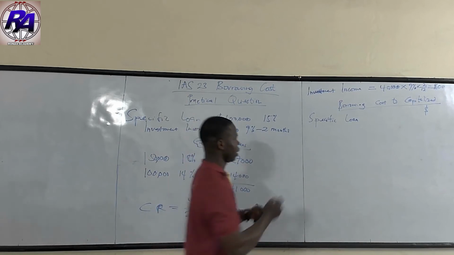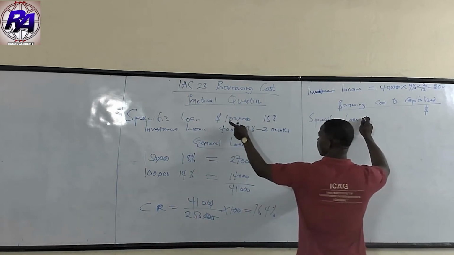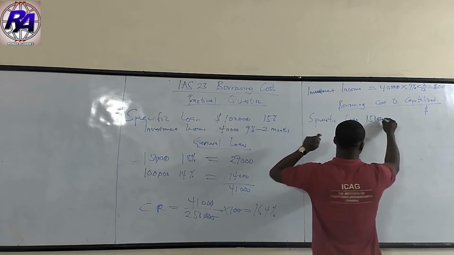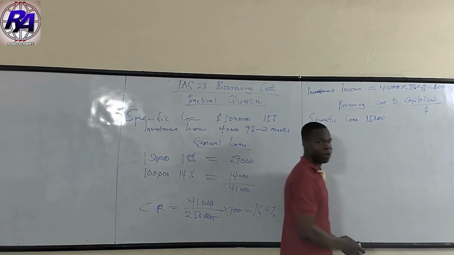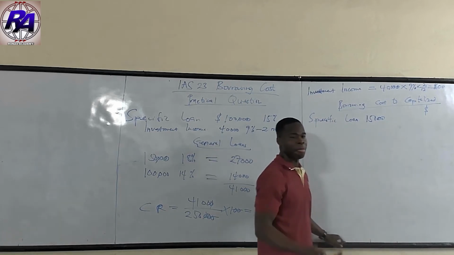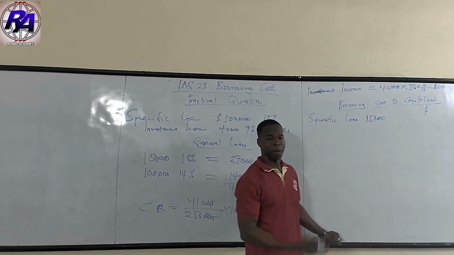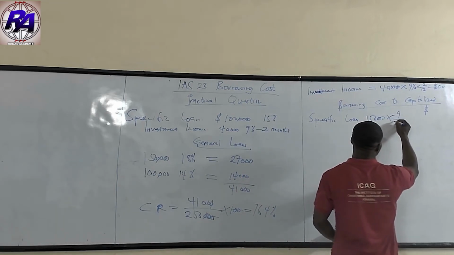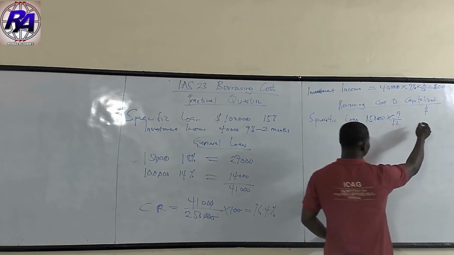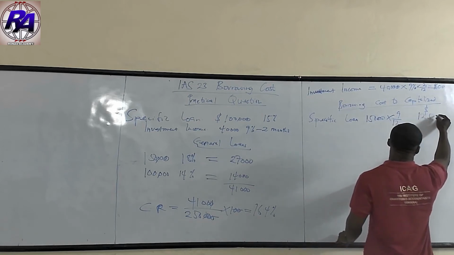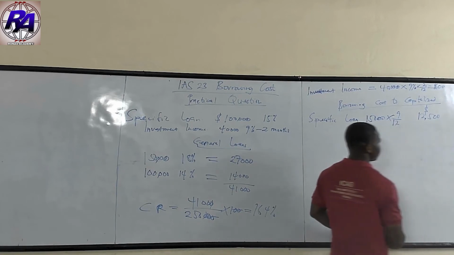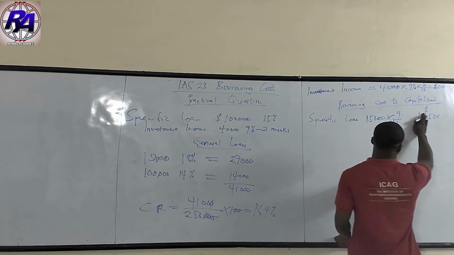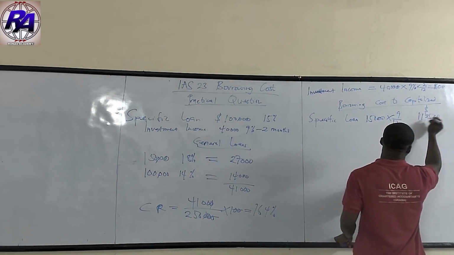So in this case, the loan of 100,000 was obtained, which will give us 15,000 interest. But because we didn't start the construction of the building on the 1st of January, we are going to multiply this by 9 divided by 12. And this is going to give us 11,250.